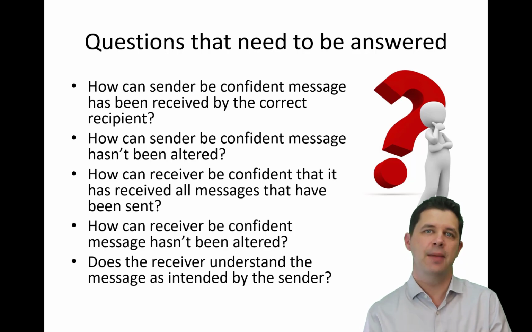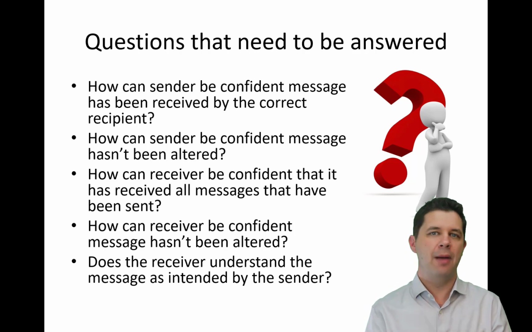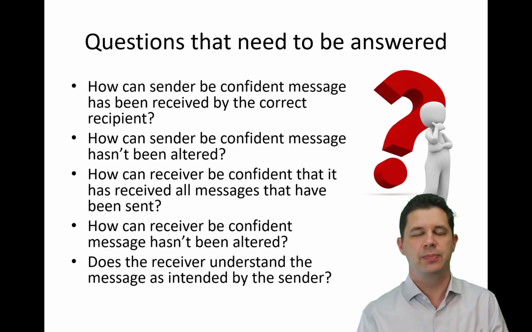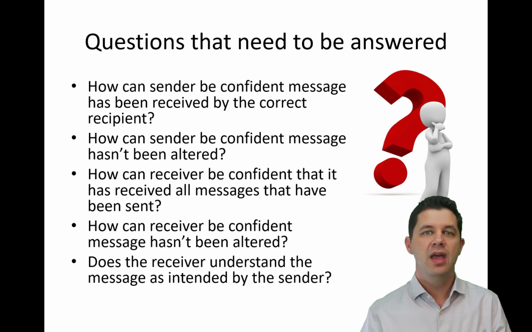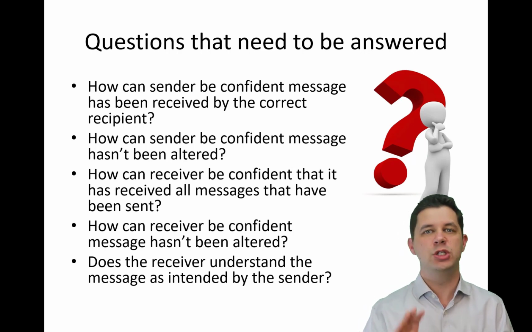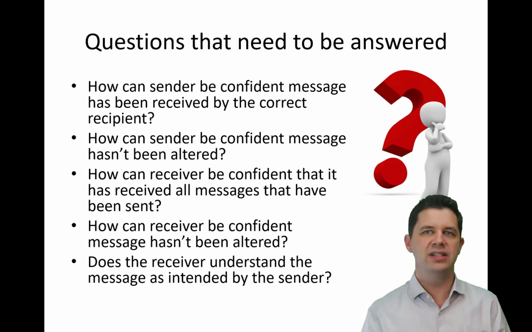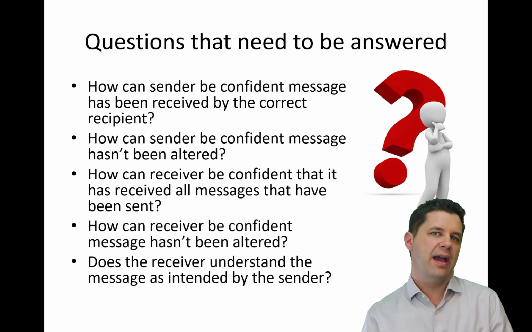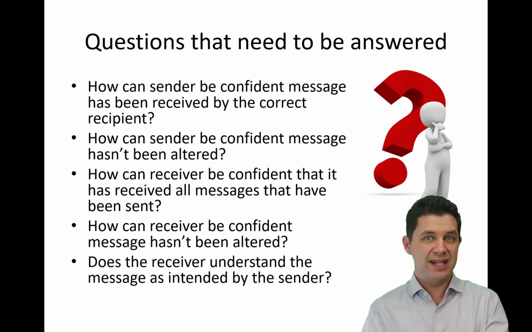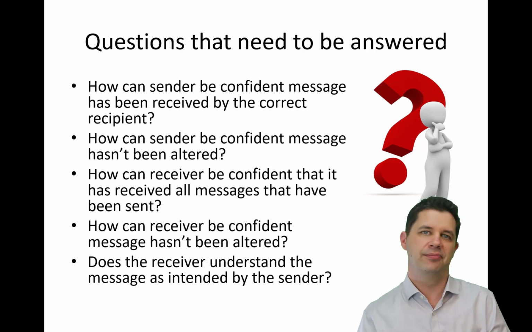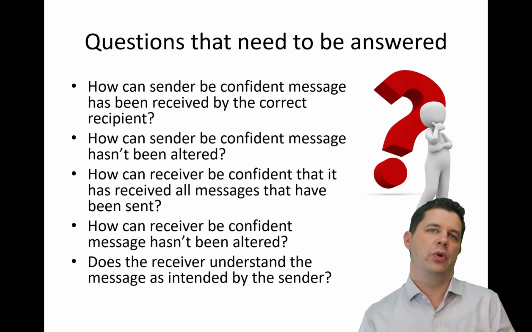As a sender, for example, how can we be confident that our message has been received by the correct recipient rather than just any recipient? How can we be confident that our message has been received and hasn't been altered in any way? How can our receiver side be confident that if there was a message that was sent to it, that it actually received it, that it hasn't gone missing somewhere along the line?